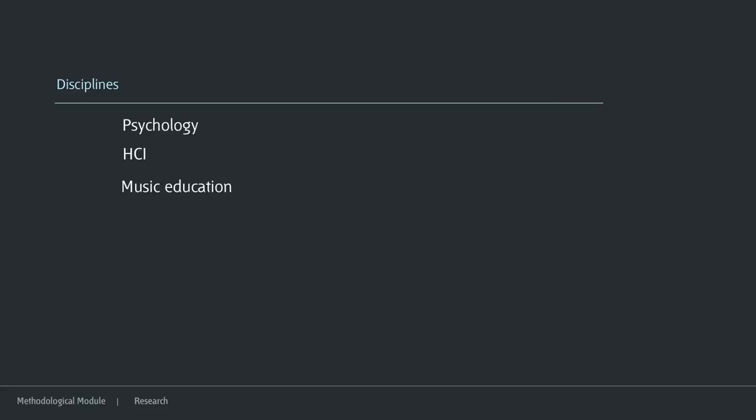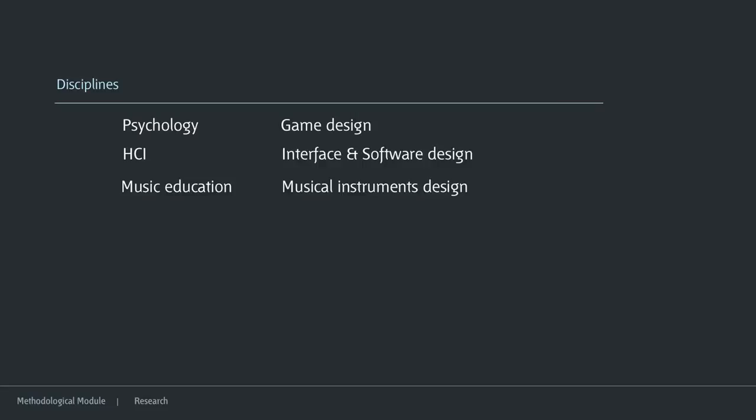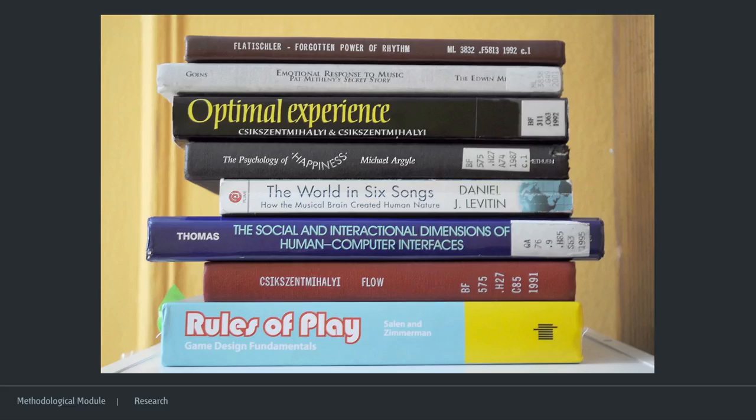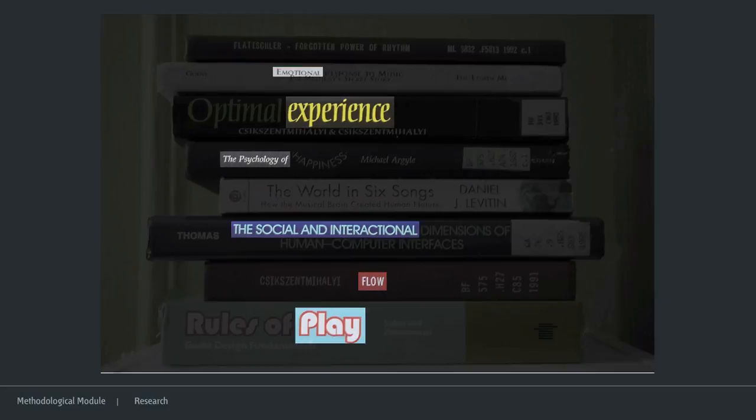More in the humanistic side, we have psychology, human-computer interaction, music education. More in the artistic and design-ish side, we have game design, interface and software design, musical instruments design. And more in the technical, or we could say also architectural side, we have the spatial sound design and sound design. I've been reading a lot of books besides all the articles, but you can see that most of them, the trend is more into psychology.